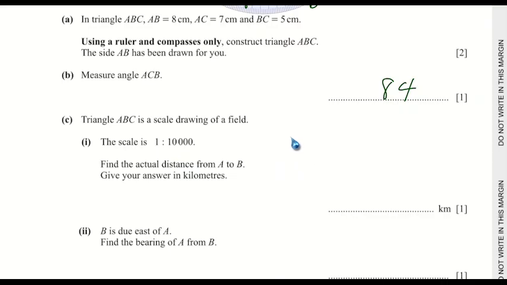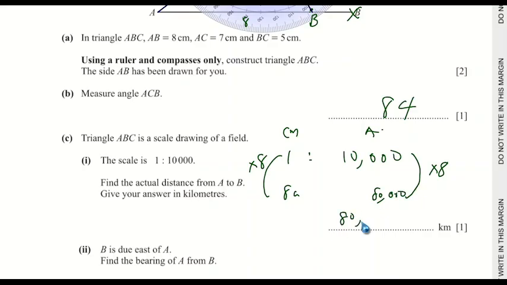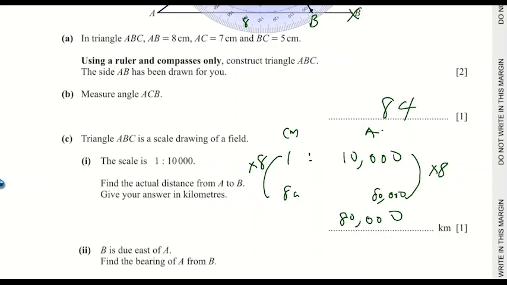Okay, so I can say 1:10,000. Find the actual distance from A to B. Give your answer in kilometers. From A to B, according to the question, is 8 centimeters. So this will be the map reading, and this will be the actual reading. So I can say 8 centimeters here, so you do times 8 here. Similarly, you do times 8 here. So this will give us 80,000 kilometers. So you have 80,000 here.